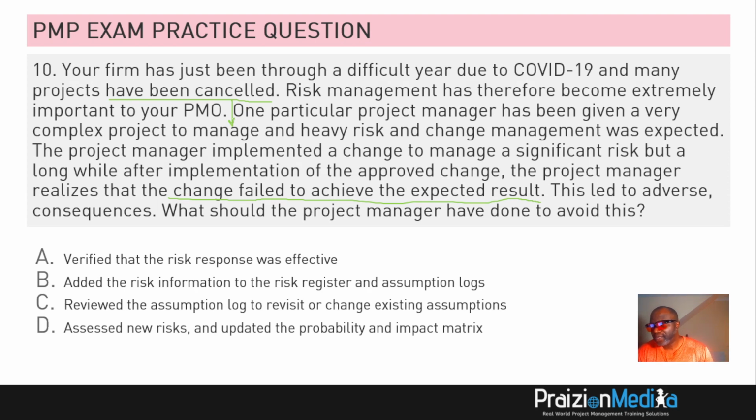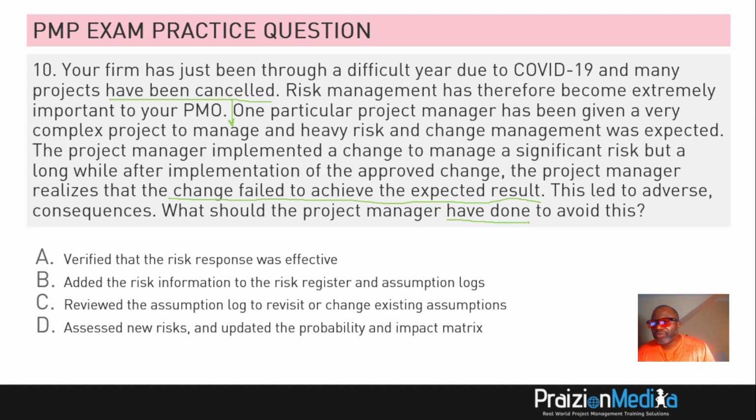But anyway, it says, this led to adverse consequences. As usual, the question is, what should the project manager have done in the past? So you got A, verified that the risk response was effective. B, added the risk information to the risk register and assumption logs. You wouldn't do that. You wouldn't add the risk information to the assumption log. C, reviewed the assumption log to revisit or change existing assumptions.